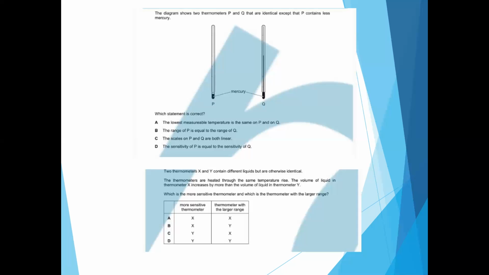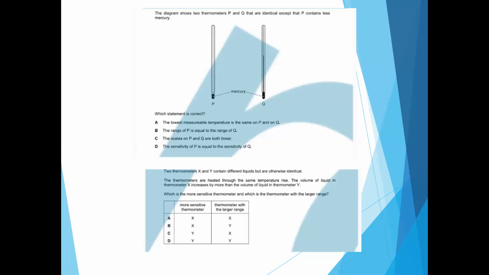The next says that there are two identical thermometers, just that their liquids are different, so that is going to change their sensitivity and range. Now, there is the same temperature change, but in X, the volume increases more, and in Y, the volume increases less. Which is more sensitive and which has the larger range? X is more sensitive. Why?